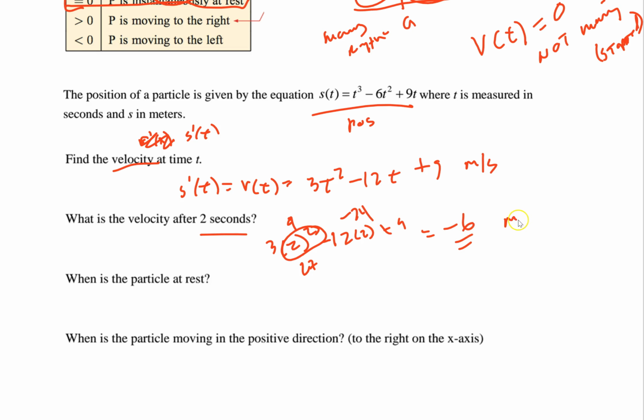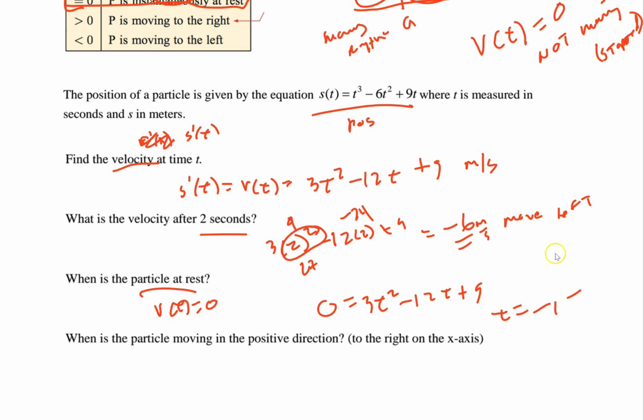So you're moving to the left, negative 6 meters per second, at 2 seconds. So your particle is just moving to the left. When the particle is at rest, that means your velocity is 0. You're not moving. That's the key thing about this section: understanding the key vocab words. At rest means it's not moving, velocity 0. So you can set your equation equal to 0 and then solve it. To save you time, I'm not going to solve that, but that's all you do. Just go in there, solve it, and get the times when it's at rest.